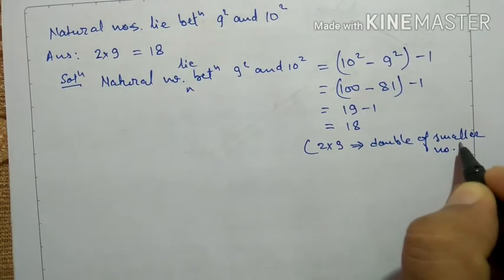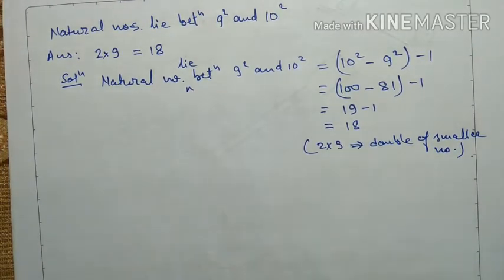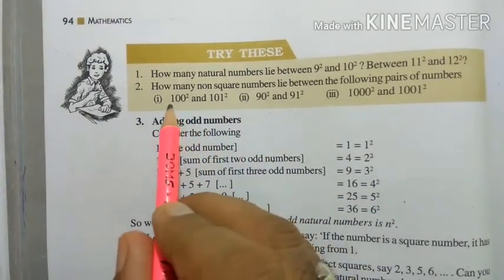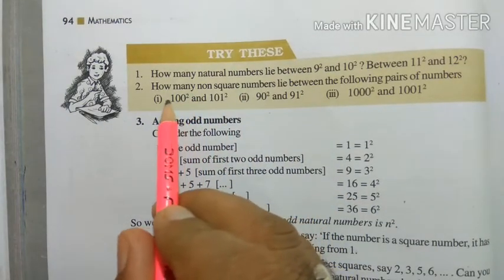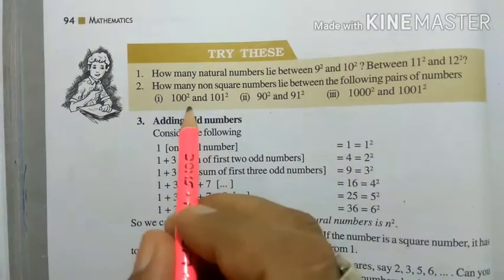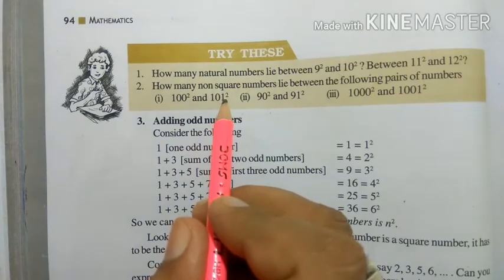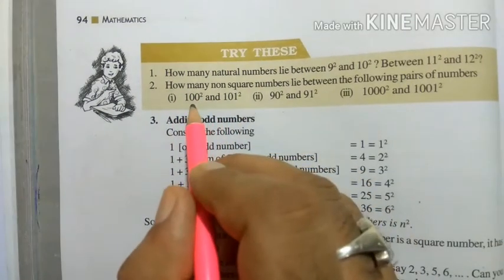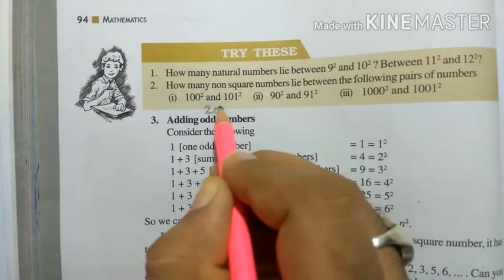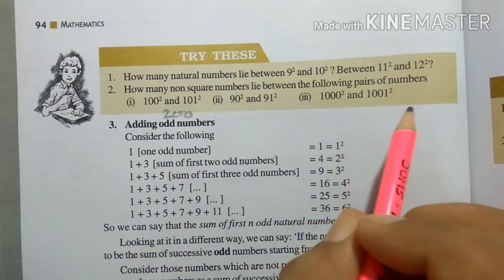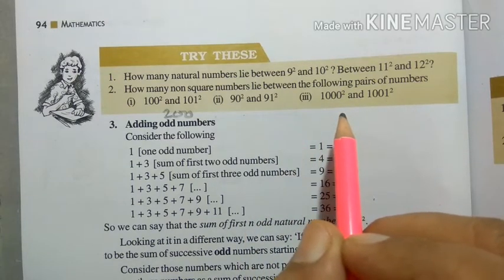So in these questions we will give the answer directly. In question number 2, how many non-square numbers lie between the following pair of numbers? 100 square and 101 square. That will be equal to double of the smaller number. So 2 into 100 is 200, so the answer of this is 200. Similarly, we can find the answers of the other questions.